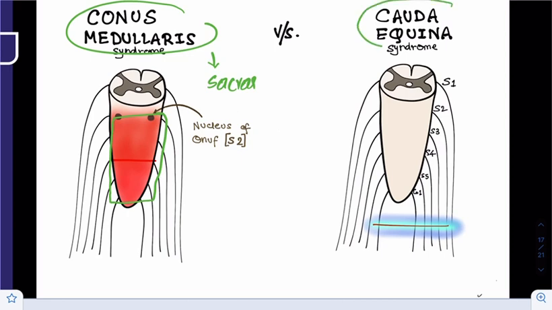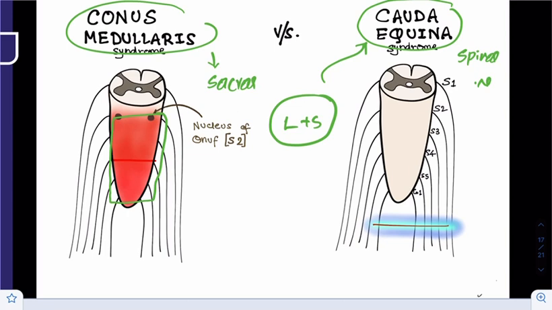Whereas the cauda equina is made up of the spinal nerves of the lumbar as well as the sacral region. Together, that will be the cauda equina, right? Lumbar and sacral spinal nerves together will be the cauda equina. Now, let me tell you the differences between these two. In conus medullaris, only the sacral part is damaged, whereas in cauda equina, the entire bunch of spinal nerves are damaged. Lumbar spinal nerves and sacral spinal nerves are both damaged in the case of cauda equina.